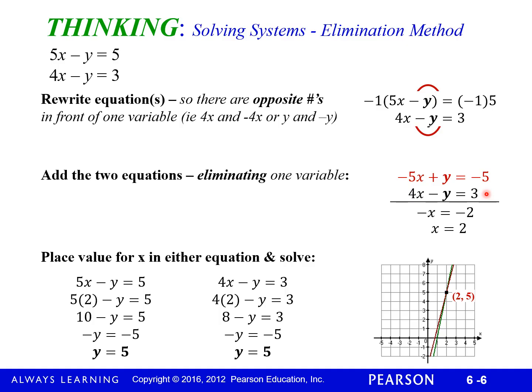Okay? So again, when we're doing elimination, what we're trying to do is get a positive and negative number, opposite numbers. So here we have -1 and -1, we need a -1 and a +1. Okay.